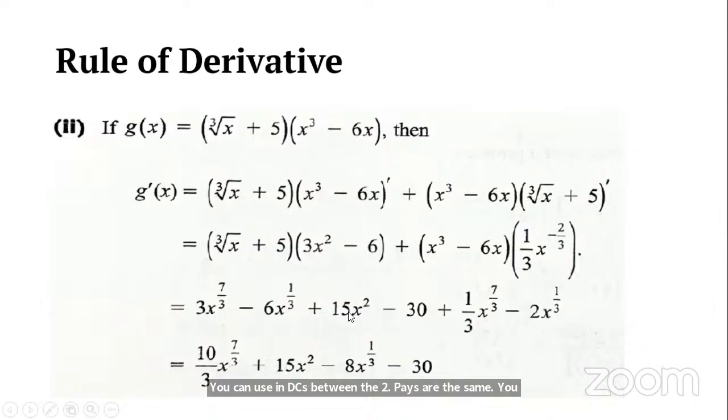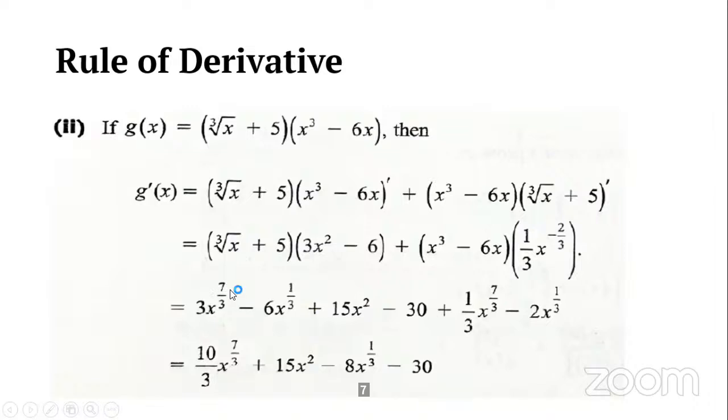So you can apply your indices here. Since the bases are the same, it will become s exponent 7 over 3, and then these two, 7 over 3 into bracket 3 plus 1 over 3. Then if you do it, you get 10 over 3 exponent 7 over 3 here. Between these two, you just apply indices in between the two. Then you get this one here.